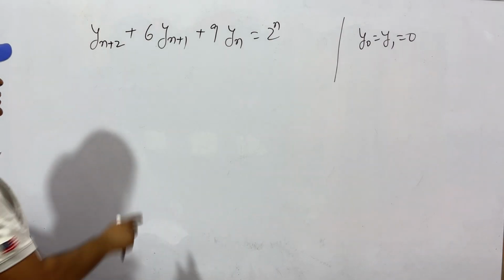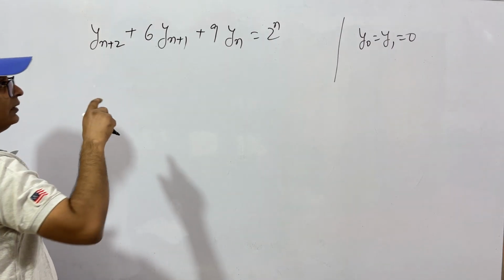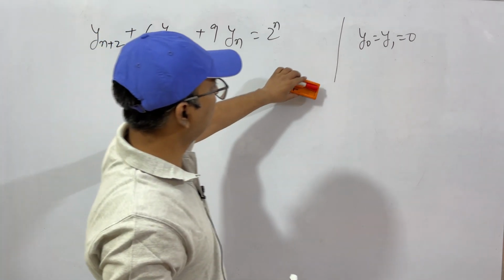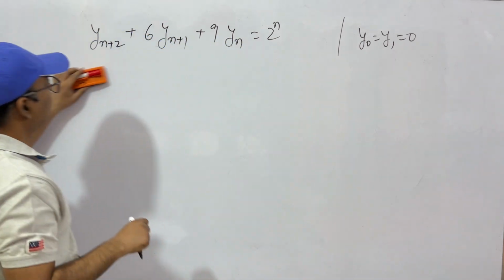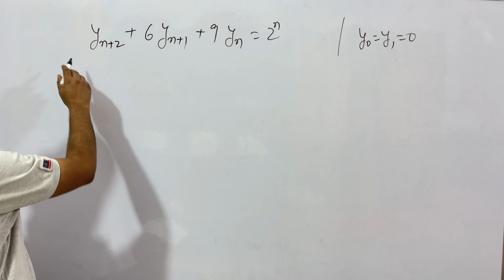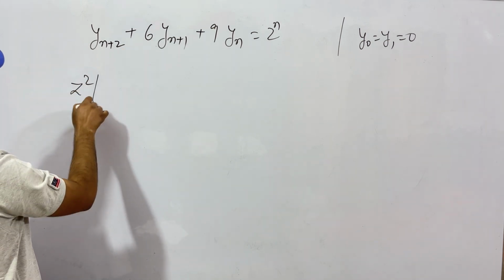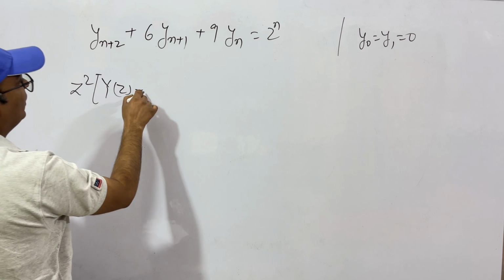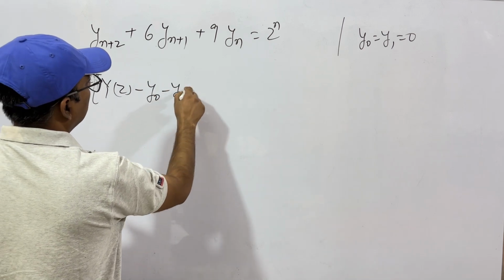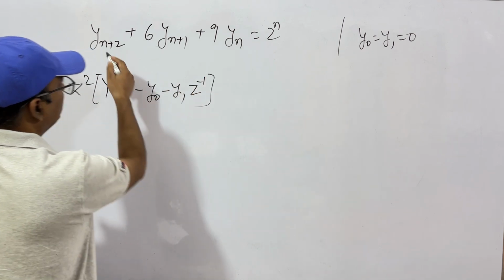Okay, let's see another example. This is in a different notation. I am deliberately using different notations so that you get familiar with all types of notation. So if you take the z transform, what will this be? It will be z square Y(z) minus z square y0 minus y1 z. This is what you get from here.